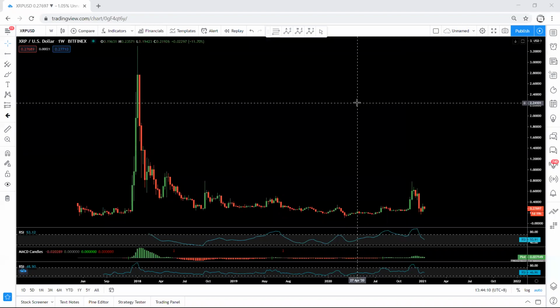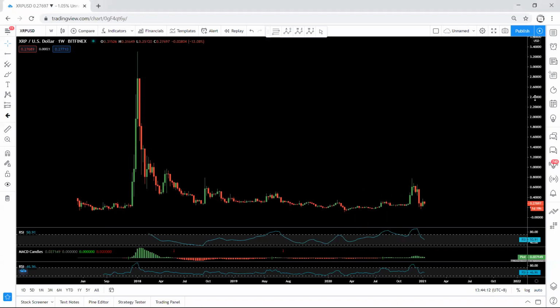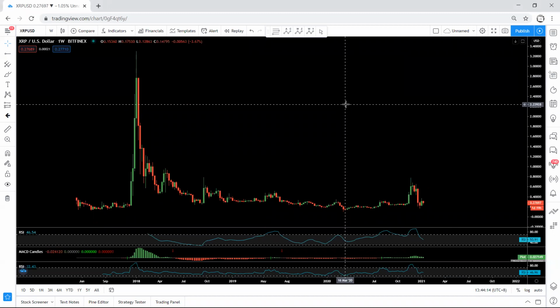XRP. Now we start with the weekly chart. Okay, before that, we just analyze the chart. I mean, we follow the technical analysis. As we know, for the XRP, there was some news, whether it's a security or not. But in our analysis, we are not going to care about the news. We just follow technical analysis.